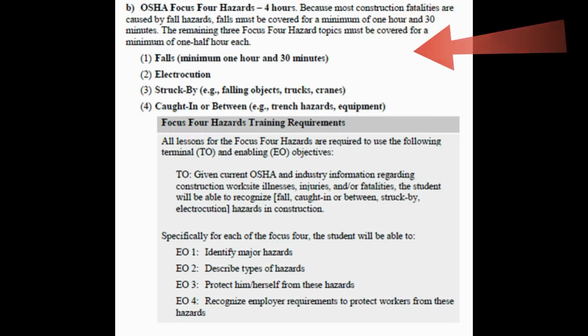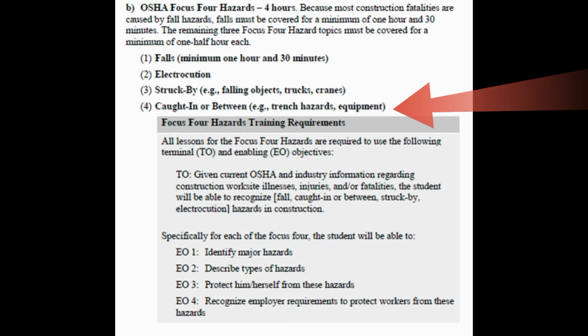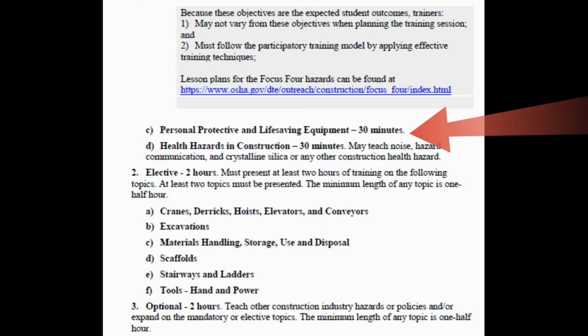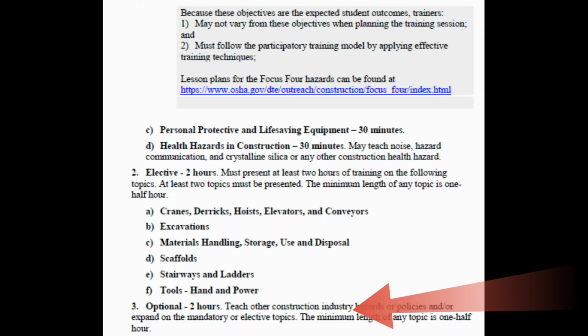Intro to OSHA, 1 hour. Falls, 1.5 hours. Electrocution, 30 minutes. Struck by, 30 minutes. Caught between, 30 minutes. PPE and lifesaving equipment, 30 minutes. Health hazards, 30 minutes. 2 hours of electives, and 2 hours of other construction hazards or policies.